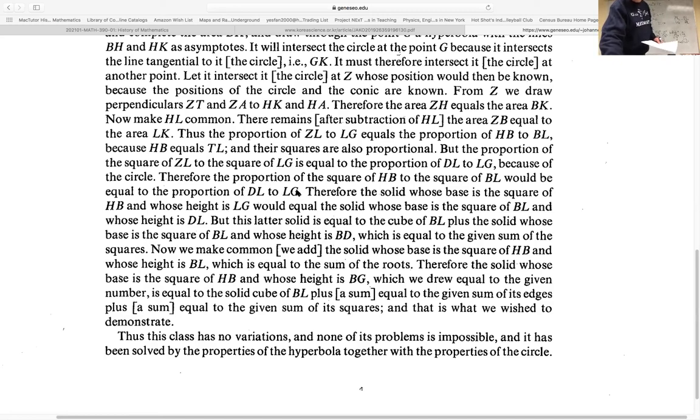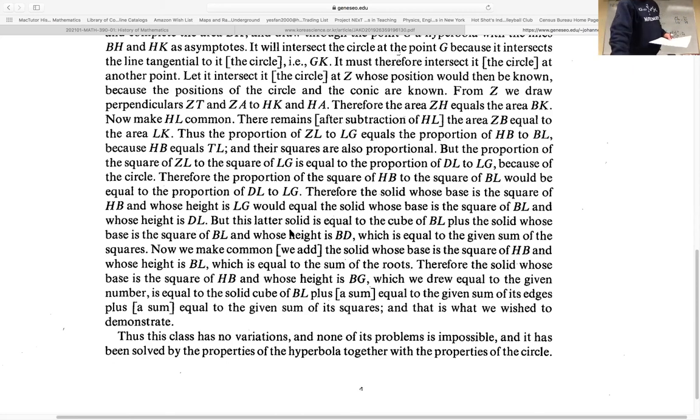Therefore, the proportion of this is to that. Therefore, the solid whose base is the square of HB and whose height is LG, what he's doing is multiplying this across. So we have, and I think I'll come up here, HB squared times LG is equal to DL times BL squared. He's just multiplying this proportion out to give us something about volumes. Therefore, the solid whose base is the square of HB and whose height is LG would equal the solid whose base is the square of BL and whose height is DL. Okay, great.